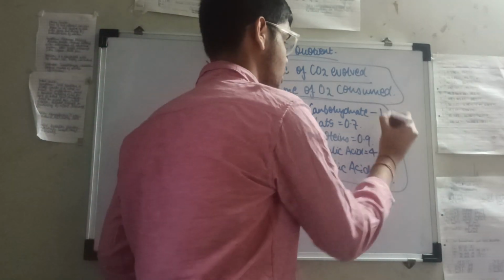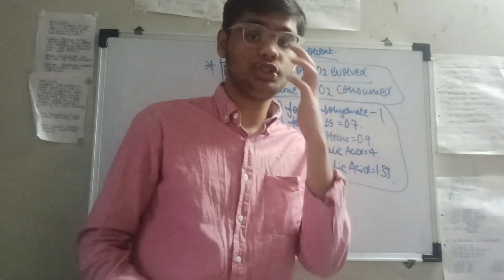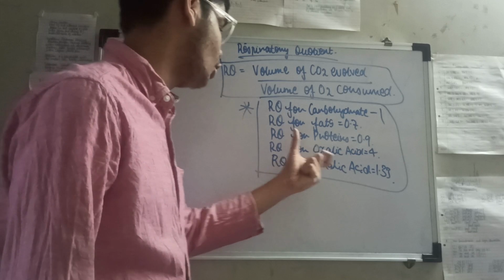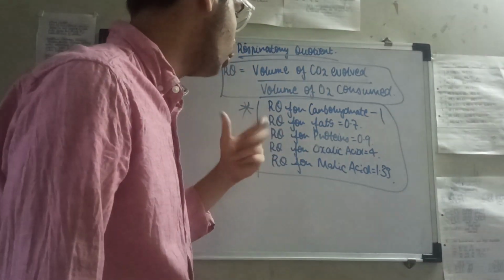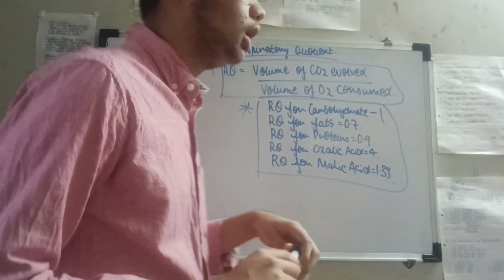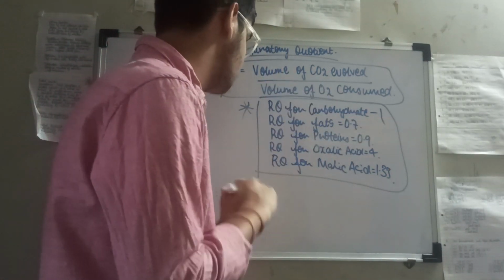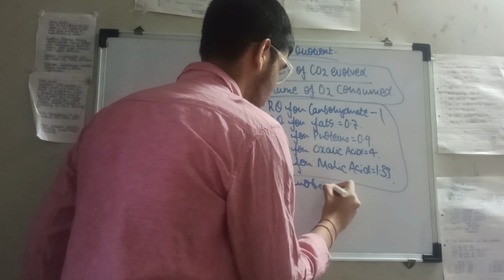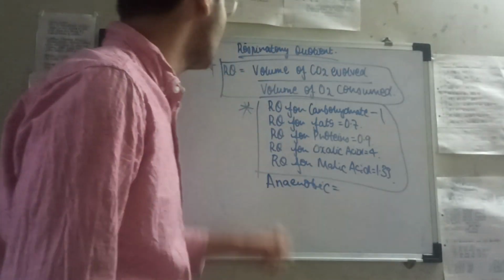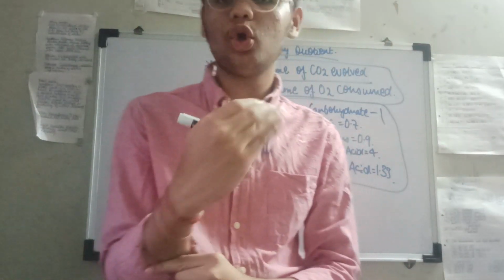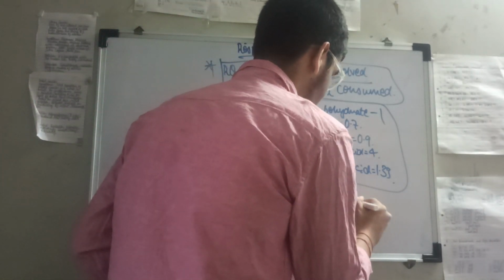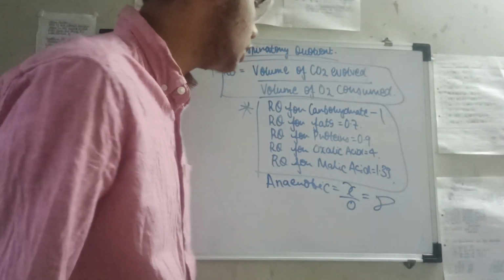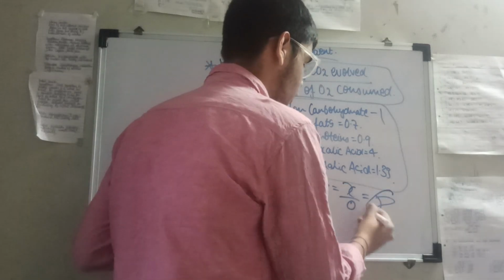RQ for carbohydrate is 1. RQ for fats is approximately 0.7. RQ for protein is approximately 0.9. RQ for oxalic acid is 4. RQ for malic acid is 1.3. And if it is performing anaerobic respiration, then you can guess that carbon dioxide is evolved but it cannot consume oxygen, so x by 0 comes to be infinity. For anaerobic respiring organisms, the RQ is infinity.